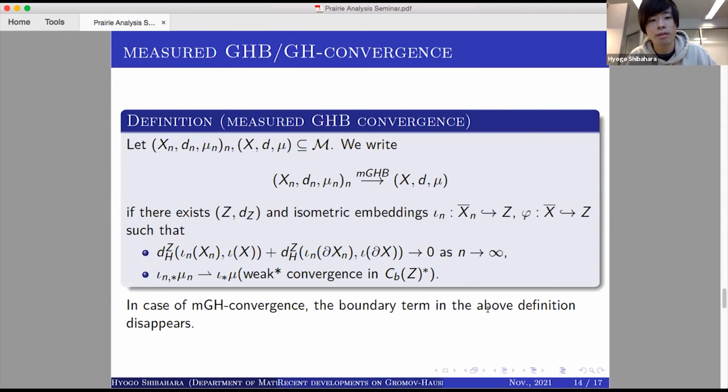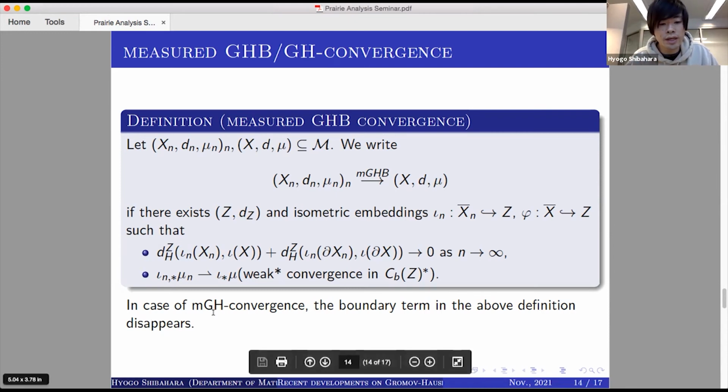We still have like 3 minutes, so I would like to talk about measured Gromov-Hausdorff convergence with boundary as well. We define measured Gromov-Hausdorff convergence by these two properties. The first condition says that we embed isometric copies of all of these spaces into a common metric space, and then we take the Hausdorff distance with boundary, and that goes to 0 as n goes to infinity. The second condition is a weak convergence of measures. In the case of measured Gromov-Hausdorff convergence, we don't have this boundary term.